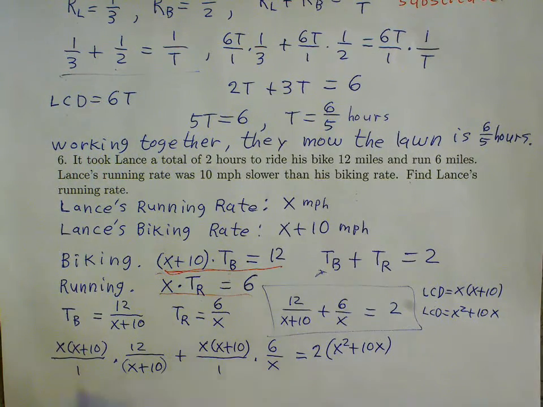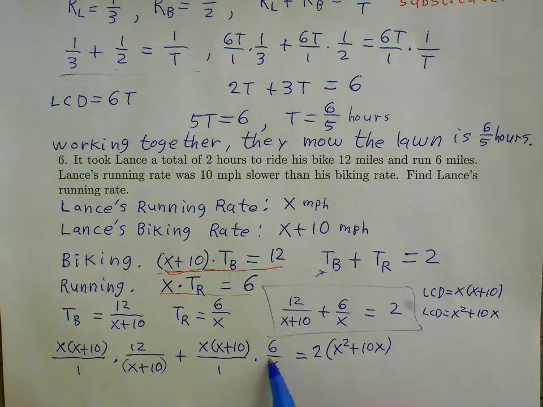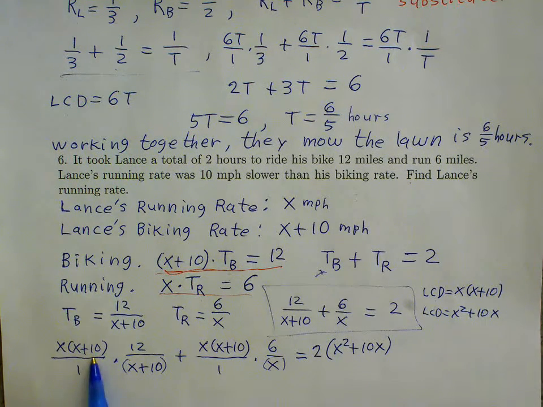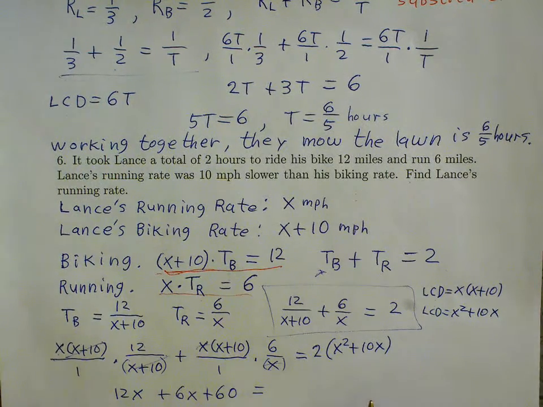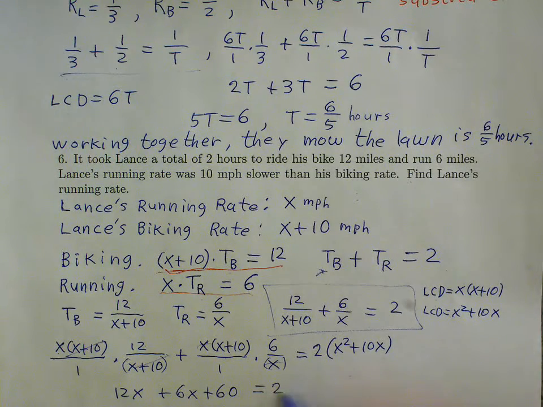Okay, in each of those products on the left-hand side, we're going to get a cancellation. The x plus 10 divided by x plus 10 cancels, and we're left with x times 12, or 12x. In the next term, x divided by x cancels, and we're left with 6 times x plus 10, or 6x plus 60. And on the right-hand side, distribute multiplication by 2, we get 2x squared plus 20x.